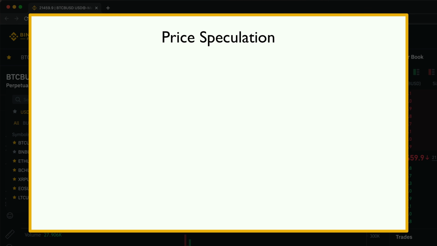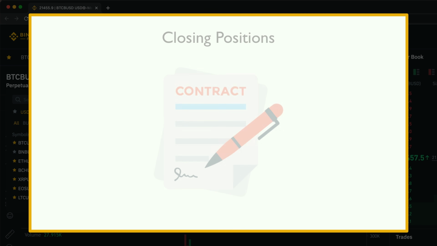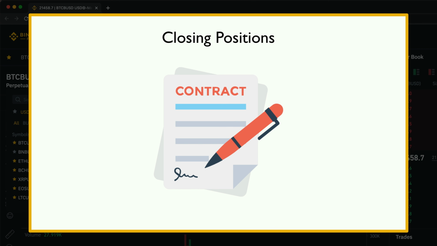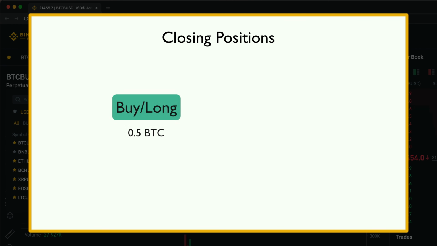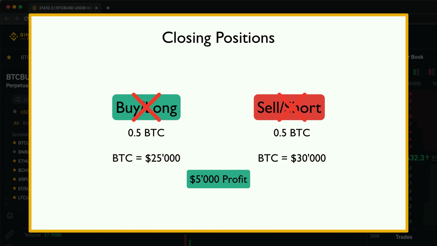So with futures trading, we are basically speculating whether the price of an asset will go up or down. In practice, we don't actually need to wait until the futures contract expires to get out of our position. If we want to close our long position, all we need to do is open a short position for the exact same amount, and that will cancel out the long position, getting us out of the trade. The profit or loss is then equivalent to the difference in price between when we opened the long position and when we opened the short position.